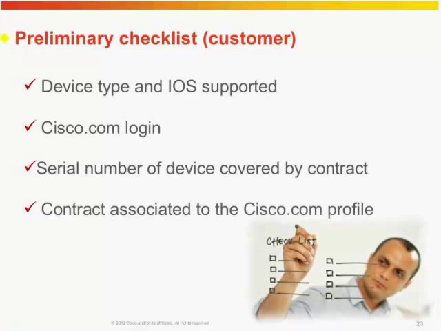There we go. So again, we need to ensure that the device is supported and running a supported operating system. The customer must have a login, and that Cisco.com profile must be associated with the same contract as the device that they are attempting to register. So I would say if customers do have any frustration in turning up Smart Call Home, it's almost certainly related to one of those prerequisites, and that's why we have the Smart Services Bureau there to help customers with this.